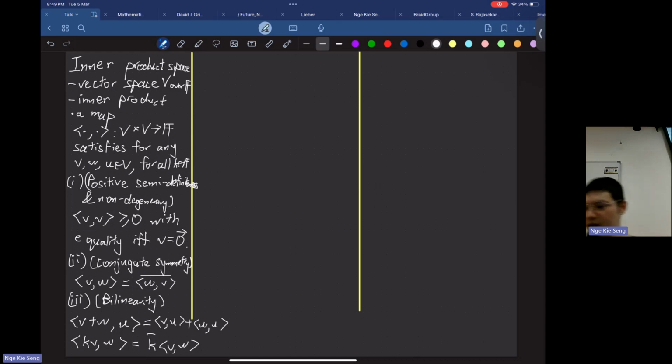So this is an inner product space. What's an inner product space? From the name, you have a space, and this space is a vector space. Then you have the inner product on this space. This inner product is a function from V cross V to scalars, satisfying these three properties here.